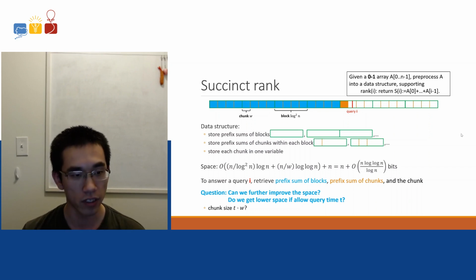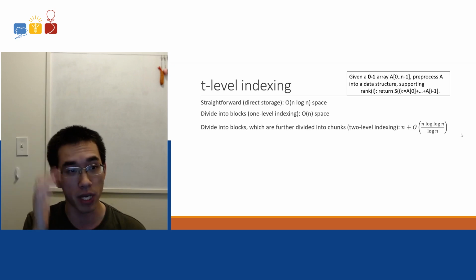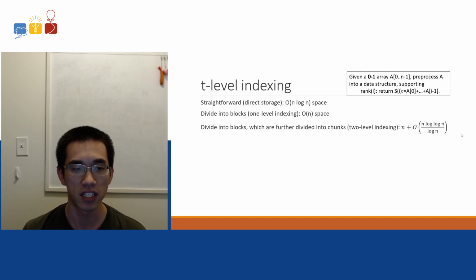Okay. So far, we have seen three data structures. The first, the straightforward one, which uses direct storage, uses n log n bits of space in total. In the second data structure, we divide into blocks, which uses essentially one level indexing, and it uses a linear amount of space with a leading constant greater than 1. And in the third data structure, we divide the input into blocks, which are further divided into chunks, a two-level indexing, and this achieves succinct space.